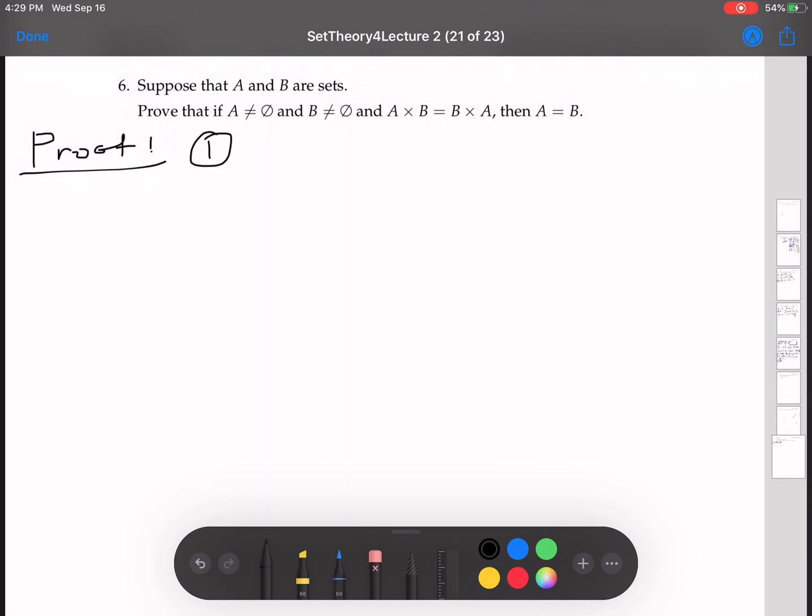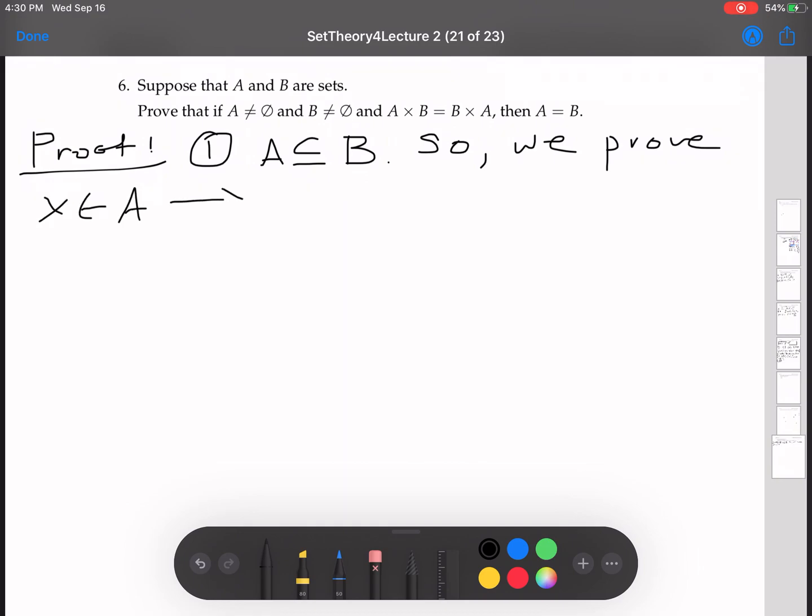So one, we're going to show that A is a subset of B. Remember that this is really an if-then statement. So we prove that. Remember, when we're trying to prove an if-then statement, we can assume this. We can make that assumption. Why can we assume this? Well, because if it's false, then the whole thing's true anyway.